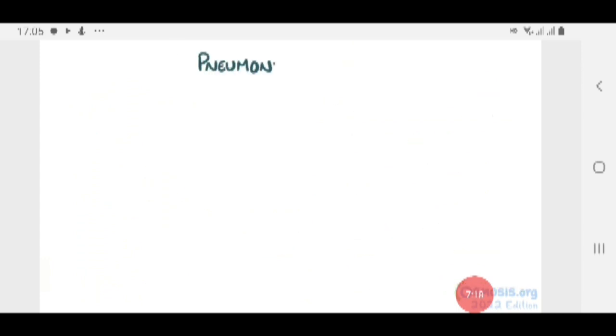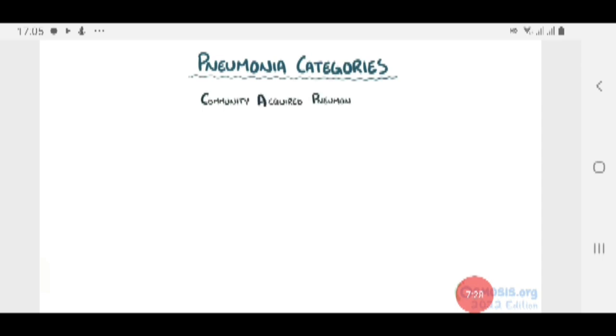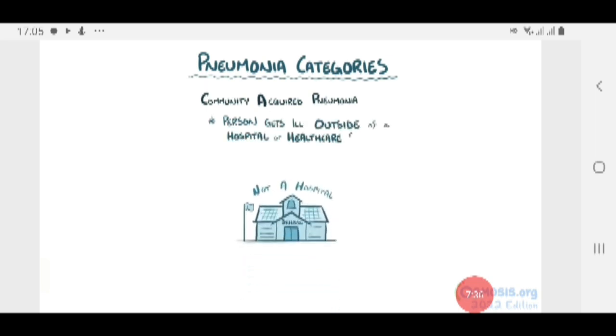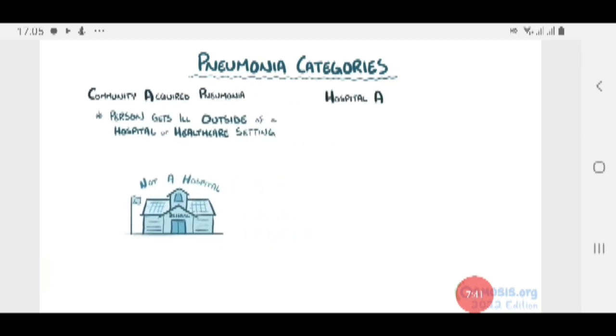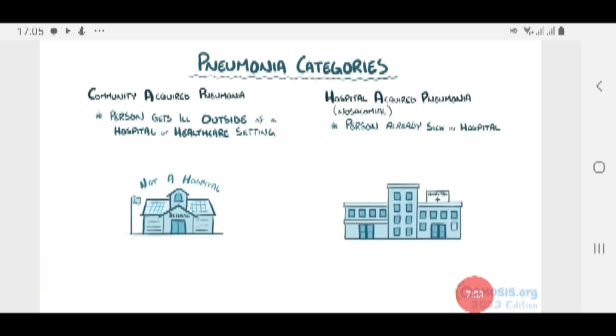Now, pneumonia can also be categorized by how it's acquired. The most common is community-acquired pneumonia. And it's called that when a person gets sick outside of a hospital or healthcare setting. Next is hospital-acquired pneumonia, or nosocomial pneumonia, which is when a person gets pneumonia when they're already hospitalized for something else.